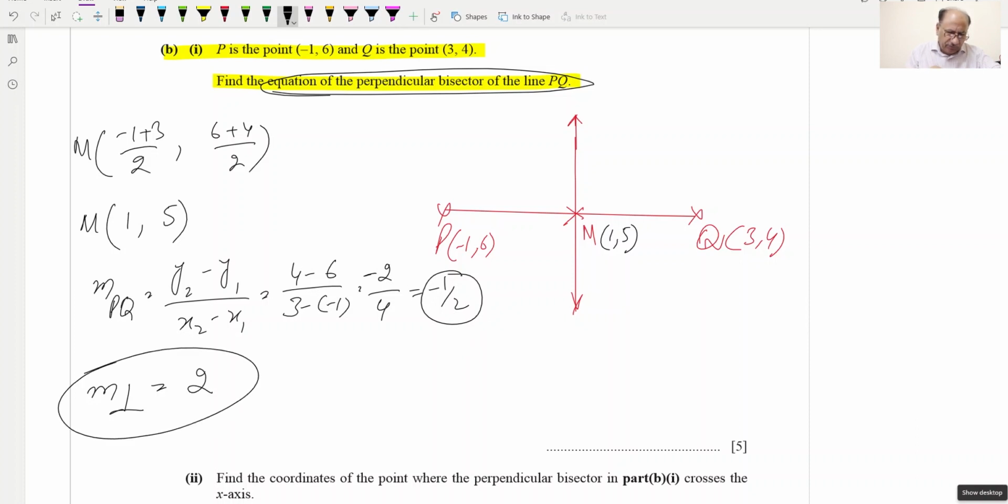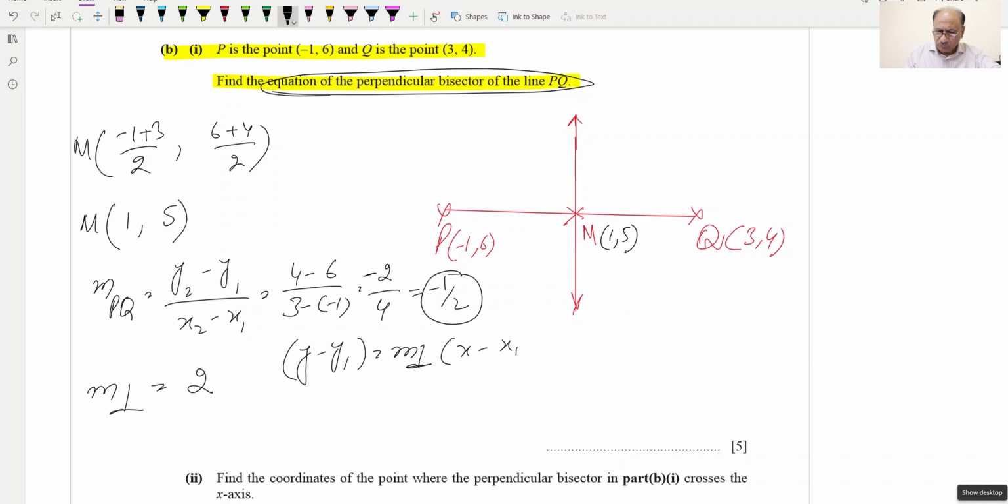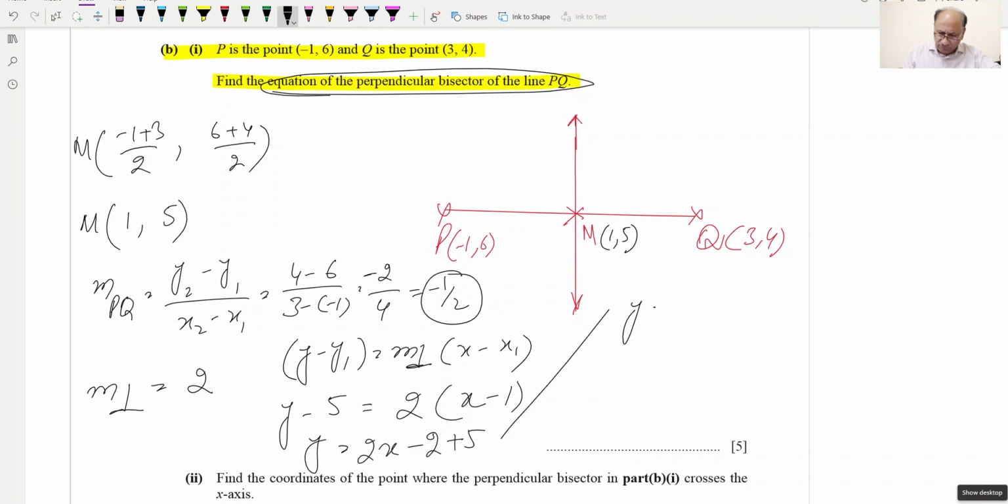And now we have the gradient of the perpendicular and the midpoint. So the perpendicular bisector is passing through M, 1 and 5. Now we can write the equation, and the equation will be y minus y1 is equal to m perpendicular into x minus x1. So y minus 5 is equal to the gradient of the perpendicular bisector times x minus the x value from M. This results in y is equal to 2x minus 2 plus 5, which implies y is equal to 2x plus 3, and y is equal to 2x plus 3 will be the final answer for this 5-mark question.